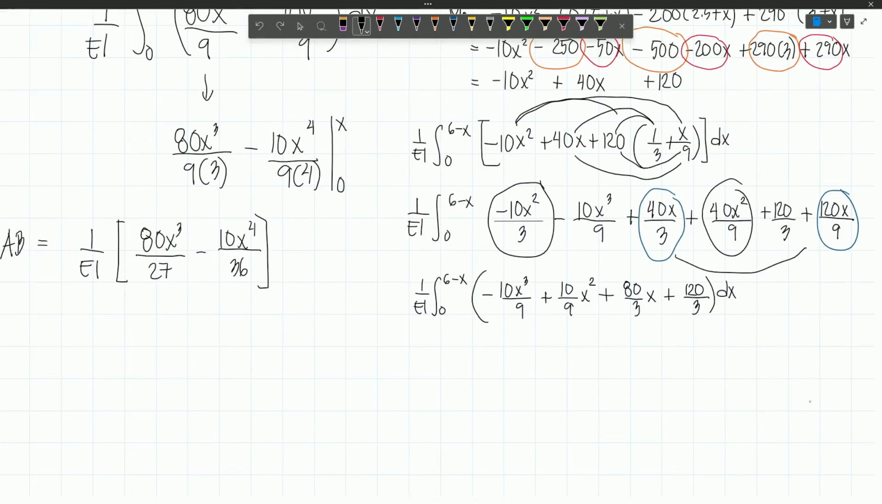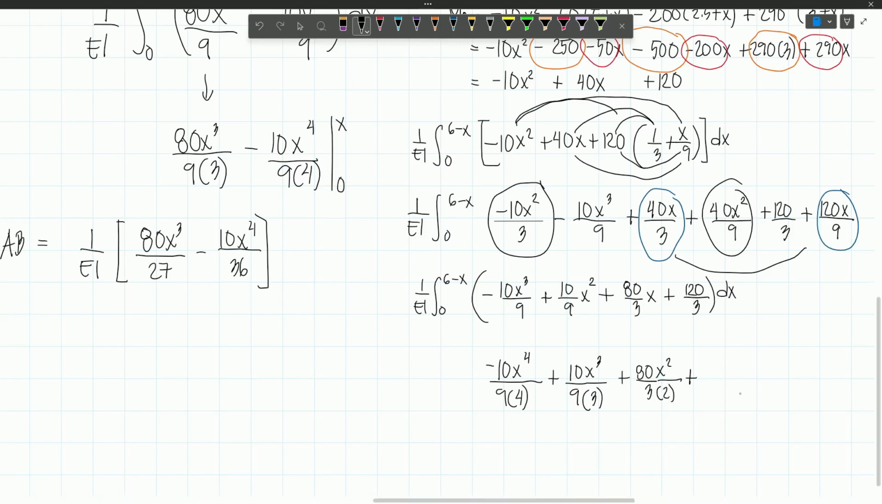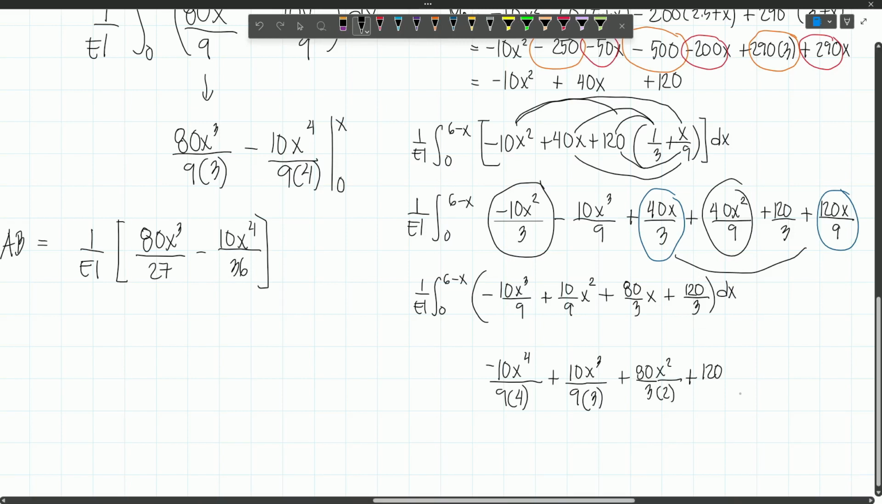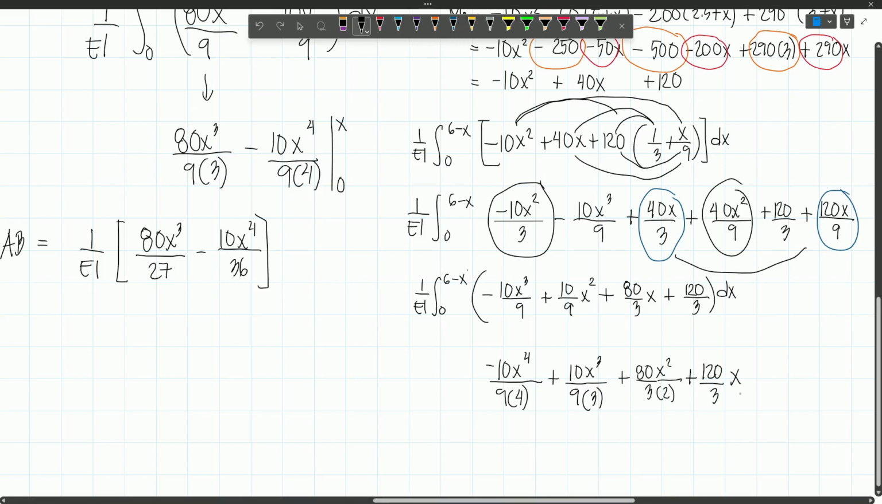And then for segment BE, if we will integrate this one, we will have negative 10x to the 4th because plus 1 here, and then over 9 times 4. And then plus 10 over 9, plus 1 here becomes x cubed, and then we multiply here by 3, and then plus 80 over 3, plus 1 here becomes x squared, and then plus we integrate this to become 120 over 3 multiplied by x. And so we will apply the limits from 0 to 6 minus x.